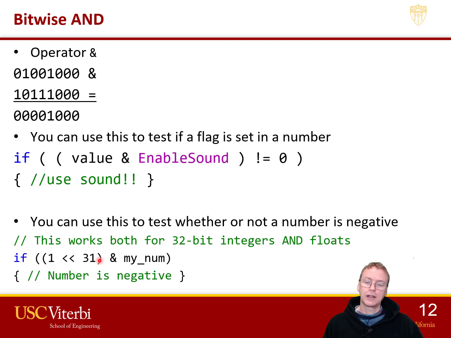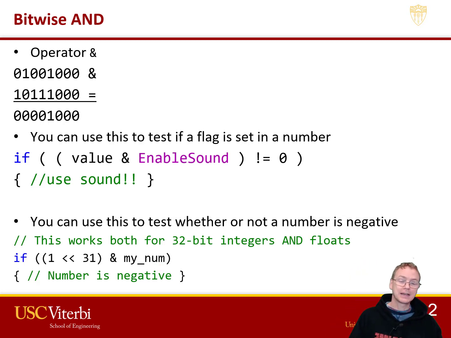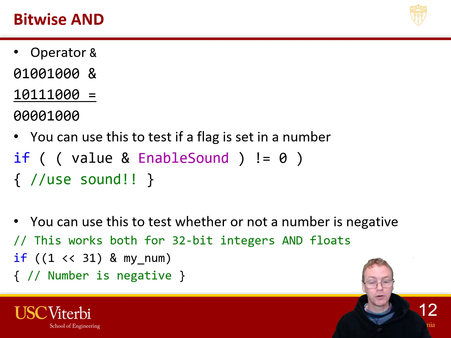So I'll just take this and do an AND with whatever your number is, whether it be a float or an integer, and if that comes back as 0, your number is positive. If it comes back as non-zero, your number is negative. And you'll notice here, I didn't even put the not equals 0 on the line.